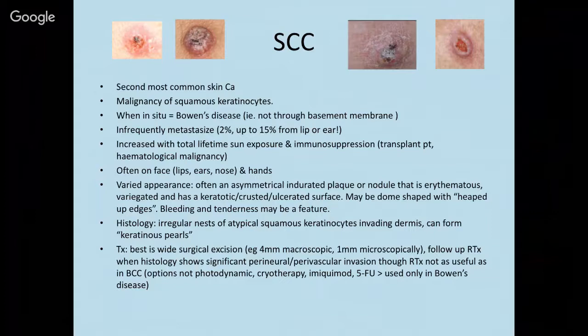The main thing here is not to use cryotherapy or topical chemotherapy, because they can metastasize and you want to make sure you get it all. So you can't just freeze it off.